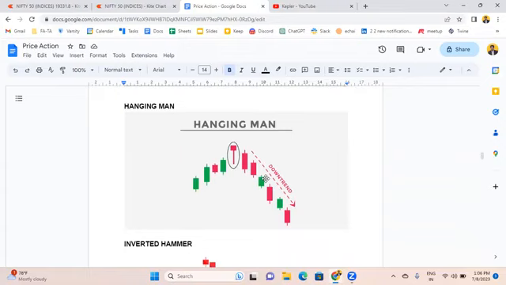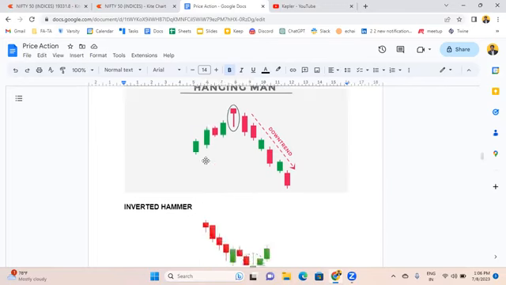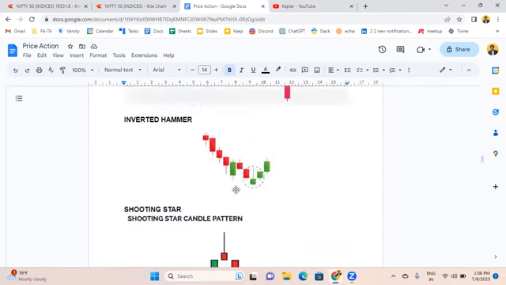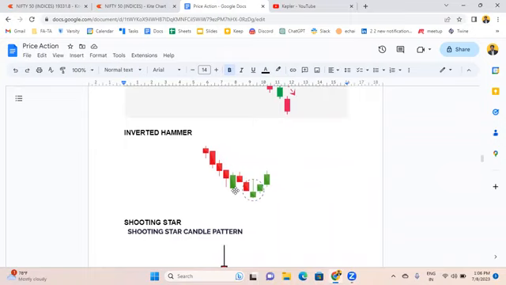Hanging man. Hanging man is nothing but the reversal of the hammer. Hammer occurs before an uptrend, whereas the hanging man occurs after an uptrend, when the downtrend is going to begin. Simple. Inverted hammer. The concept of the inverted hammer is similar to the hammer. The only difference is the hammer is inverted, meaning the wick is on the upper side and the 30% body is on the lower side.